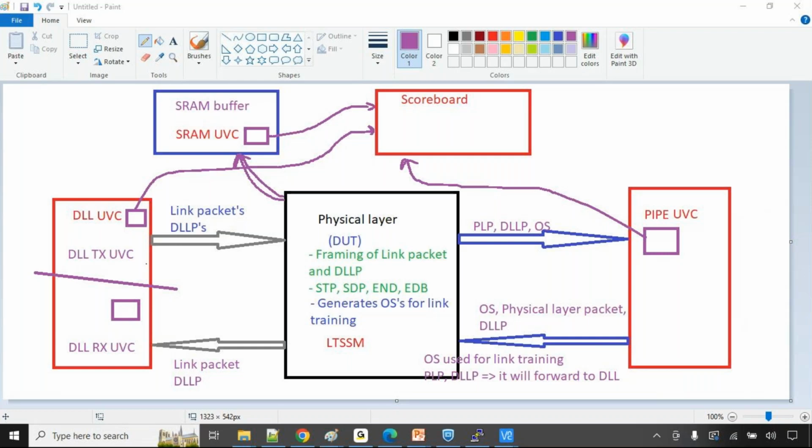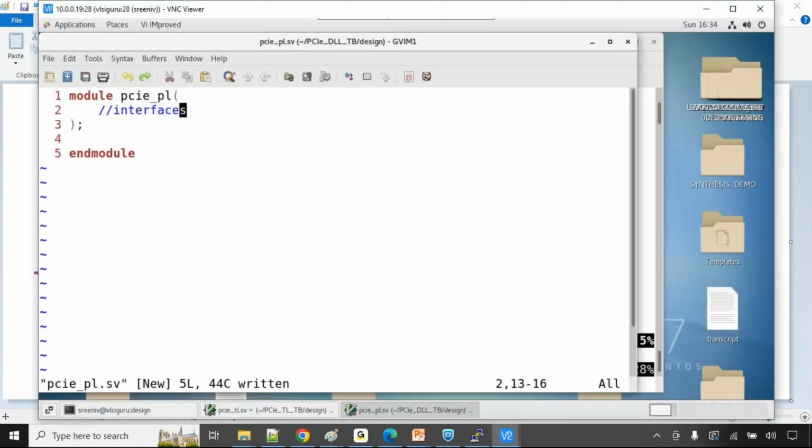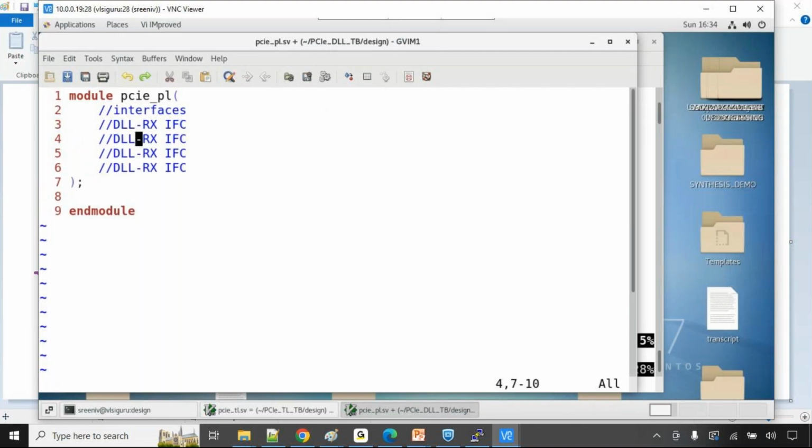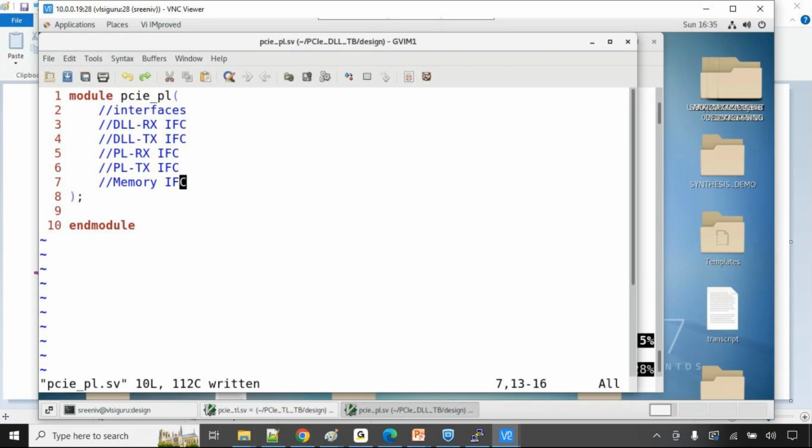Now, if you look at this, it has the DLL RX interface, DLL transmit interface, physical layer receive interface, and physical layer transmit interface. If required, it is also going to have a memory interface. These are the things it is going to have. So now let us start off with the DLL RX interface. How do you think the DLL RX interface will look? What do you think this will be?